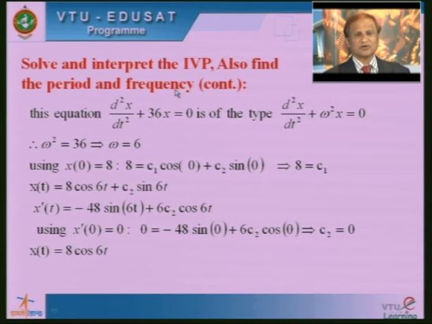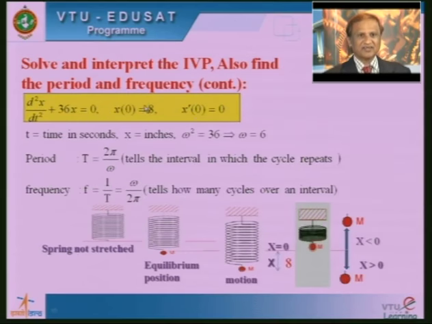Friends, in the problem they have also asked us to calculate period and frequency. So, how are we going to calculate period? In the given equation containing some variables, I have already explained, it is containing t. T means time in seconds. X means inches. Omega is equal to 6.